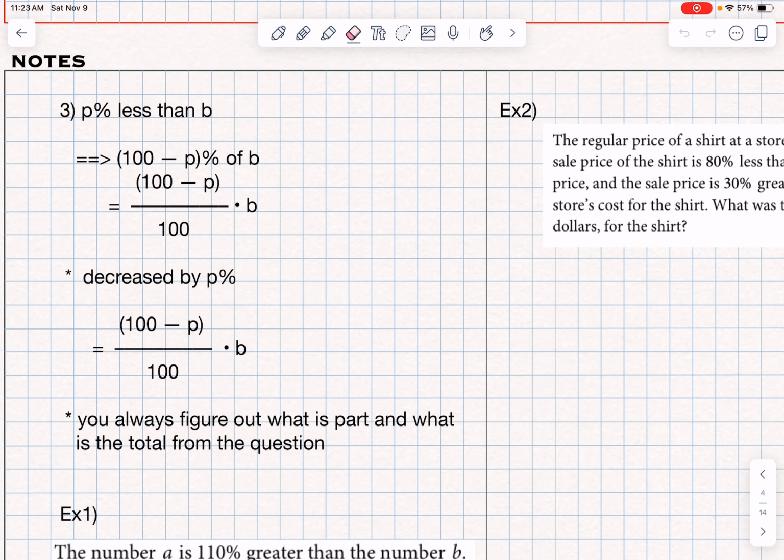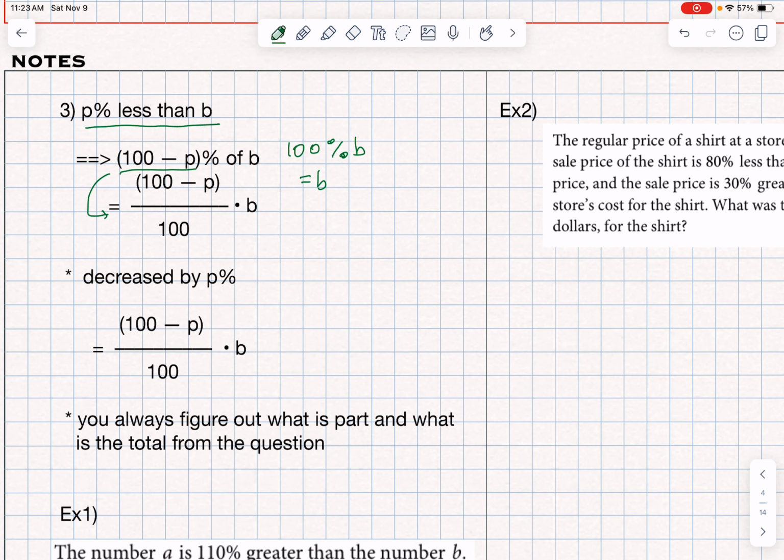than b. So the original amount, we consider as 100% of b, which means it's 1 times b. That's the same as b. But p% less than that b will be 100 minus p. So always, if it is p% less than b, you subtract p from 100. So we express it as 100 minus p% of b.